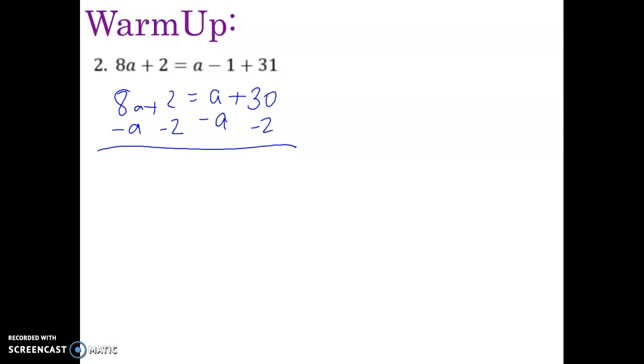So 8a minus 1a is 7a. Positive 2, negative 2 cancel out. Positive a and negative a cancel out. 30 minus 2 is 28. So you can see I've separated my variable terms away from my constant terms. Now, still trying to get a by itself, I've got to divide by 7 on both sides, and I get 4. And just like before, I could choose to go up here and substitute in 4 for both of those and check and see if I got the right answer.